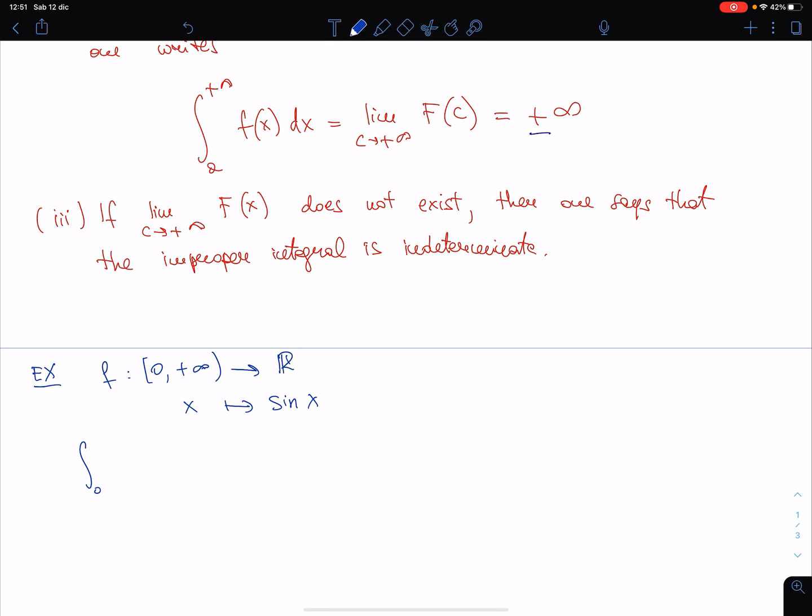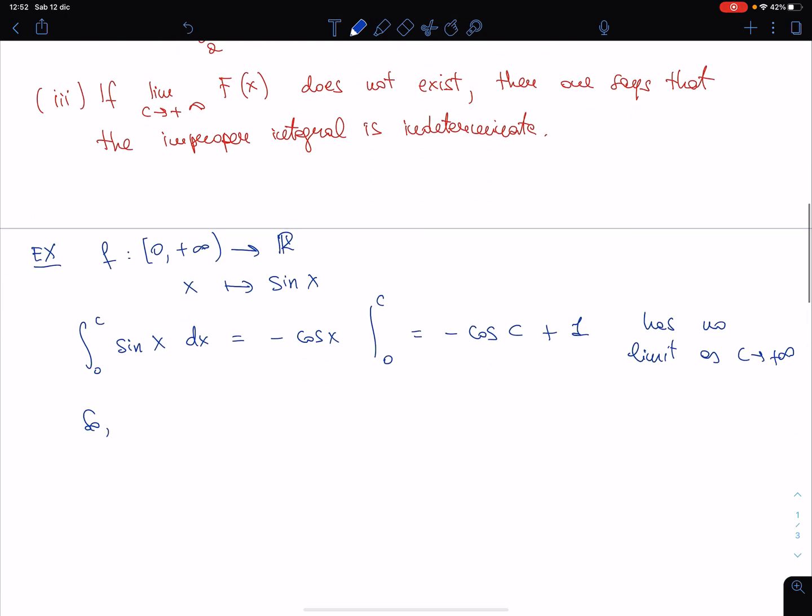then the integral of sine x dx is equal to minus cosine of x between 0 and c. This is equal to minus cosine of c plus 1, and this has no limit as c goes to plus infinity. Okay, so one says that this improper integral is indeterminate.